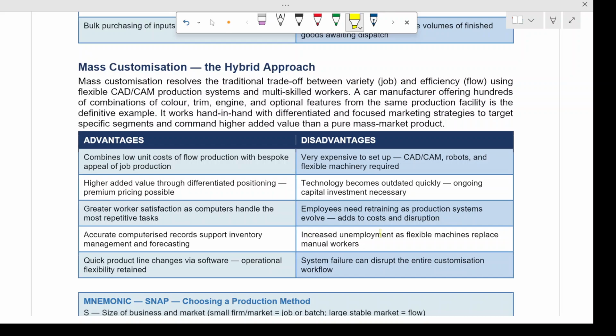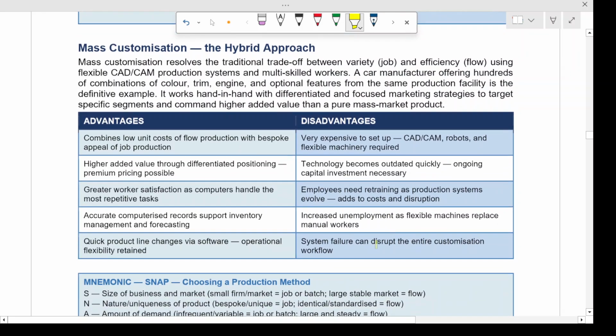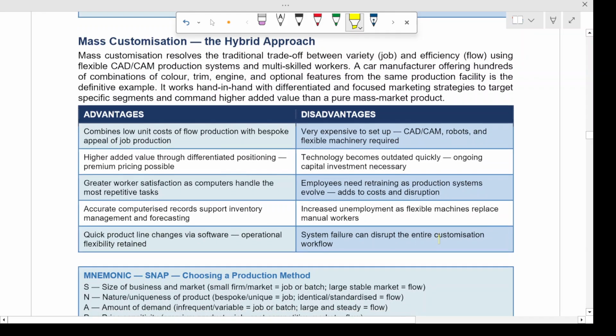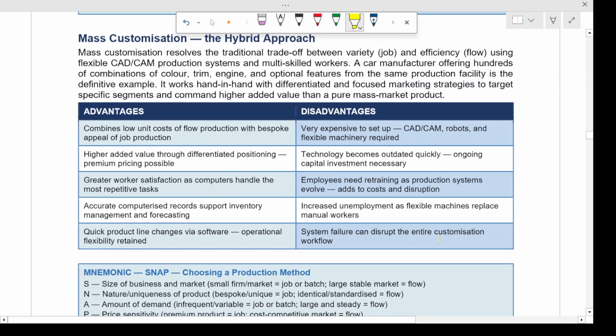And increased unemployment as flexible machines replace manual workers. So some things that are not necessarily to be done by the hand of a person can be replaced quite easily by machinery. So that would increase unemployment. And the next one is that system failure can disrupt the entire customization workflow. So if one thing fails, if a system fails, that can disrupt the entire workflow.